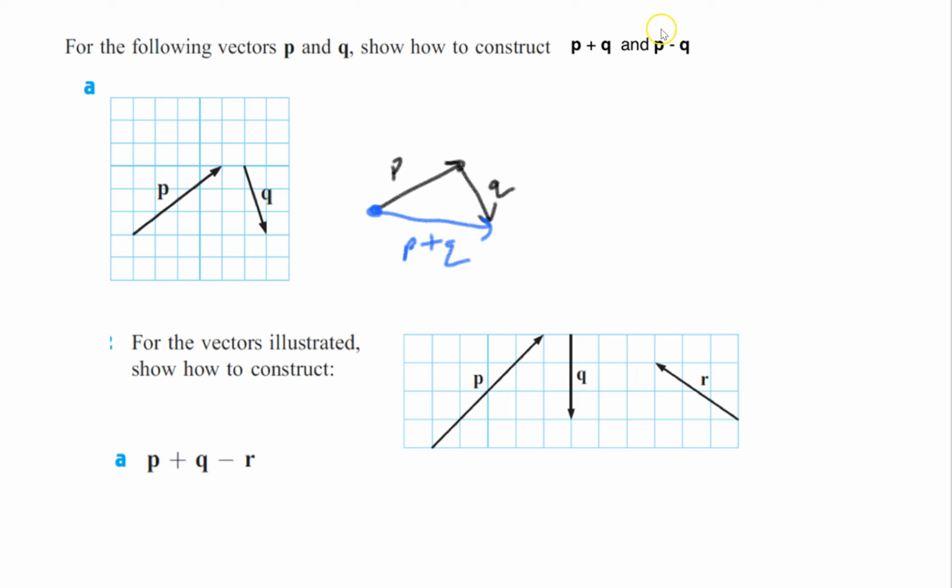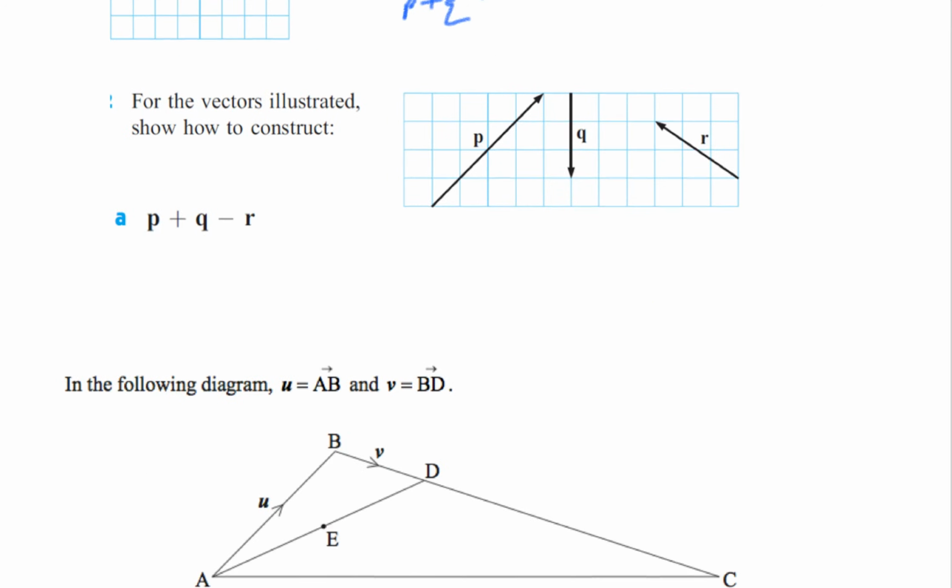And again, look at the next one. I'm going to do P minus Q. So there again, there's my P. And now I need negative Q. So again, negative Q is the exact same thing, it's going the opposite way. That's negative Q. That's my best guess. And then you connect the endpoints. So this is P minus Q. That's all it is. Tip to tail. If they want negative, flip it.